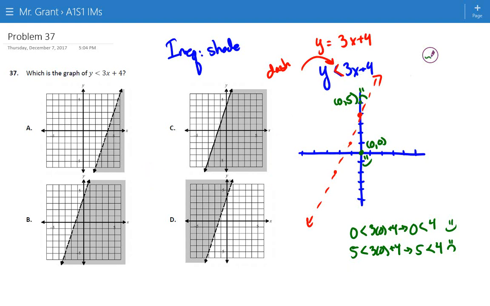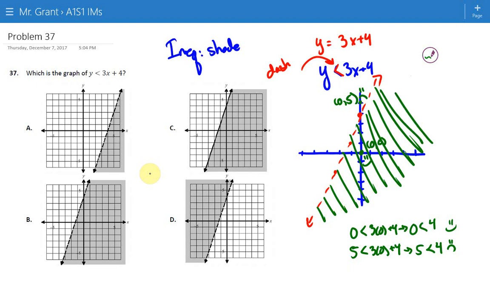However, there's a pretty fast way to show someone who's reading your work which side has points that do work, without just putting random smiley faces. And the way we do that is we shade in the points that do work. We do have to test a point, but as soon as we found that 0, 0 worked, we can go through and shade this side. It looks something like this. We leave the other side unshaded to show that none of those points work.